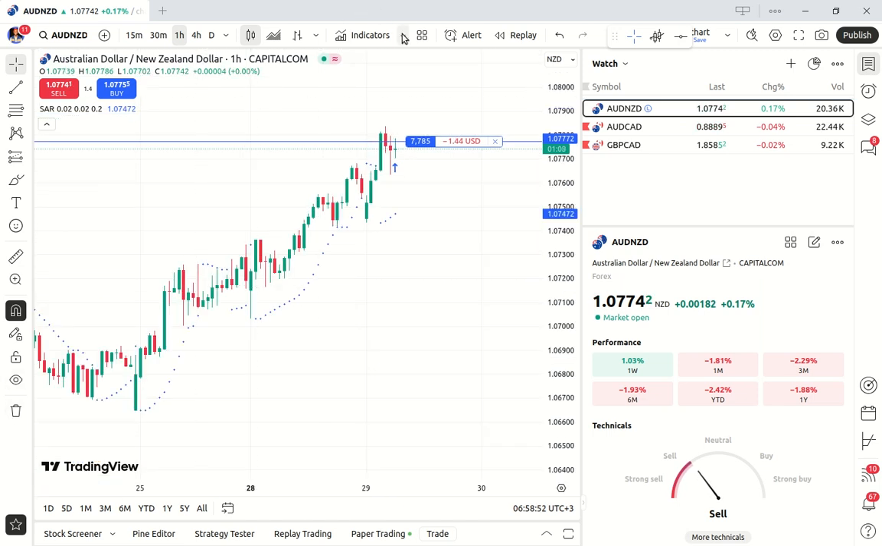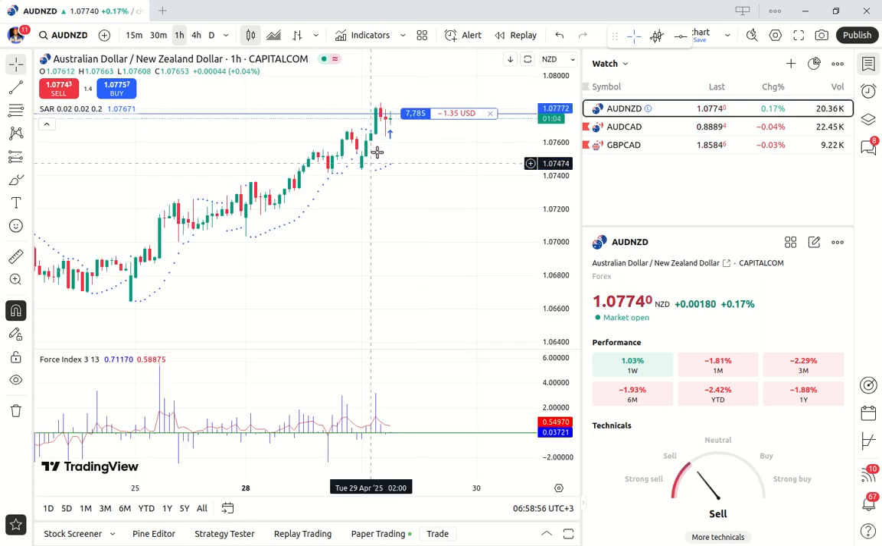Let's see if we can measure it from the force index. Let's see. The force index was kind of negative right here.